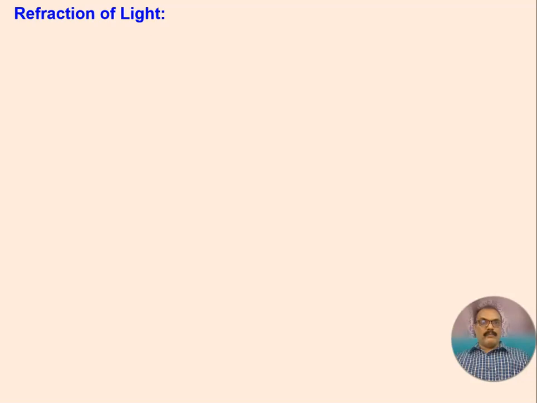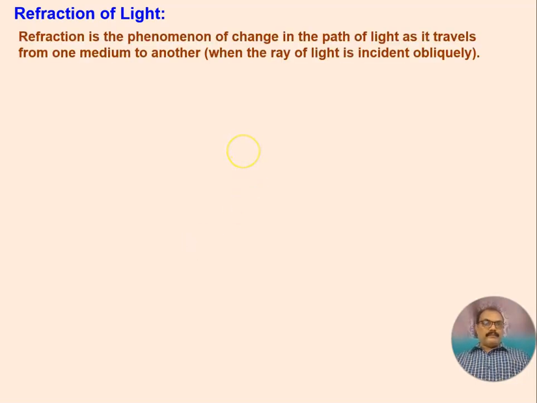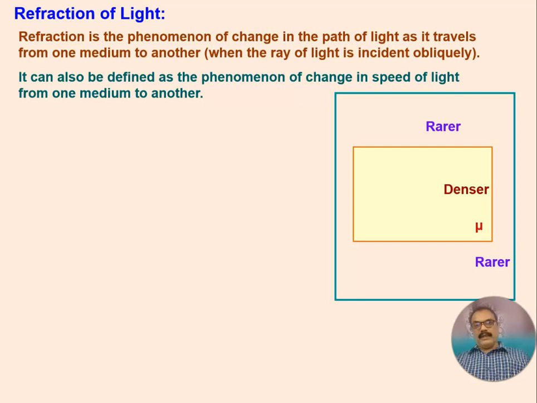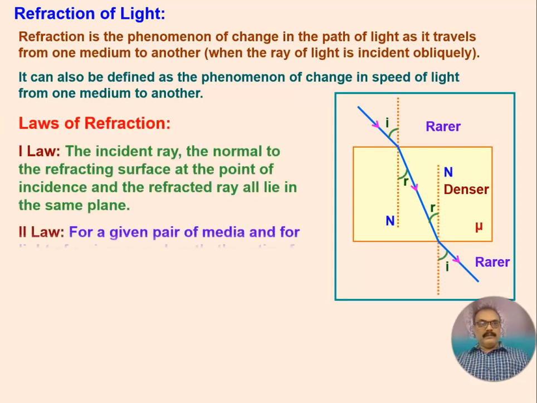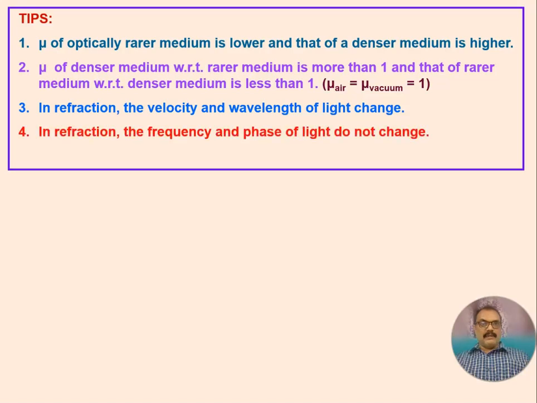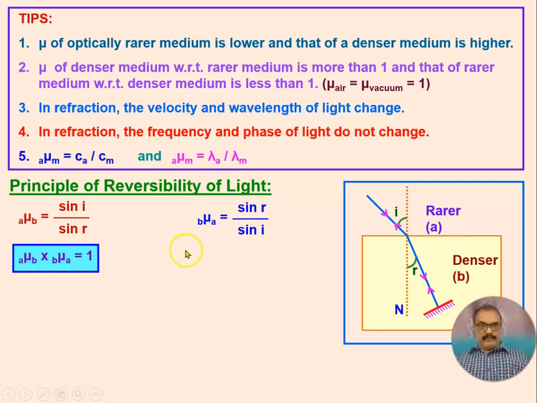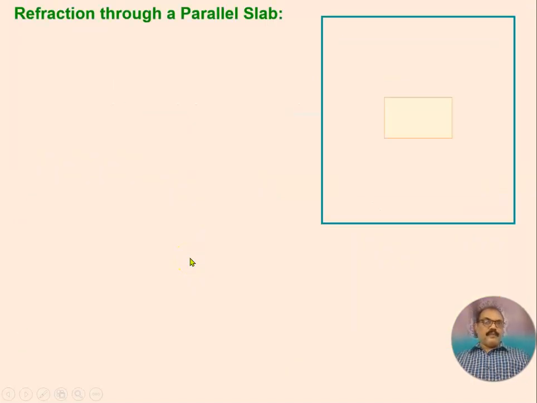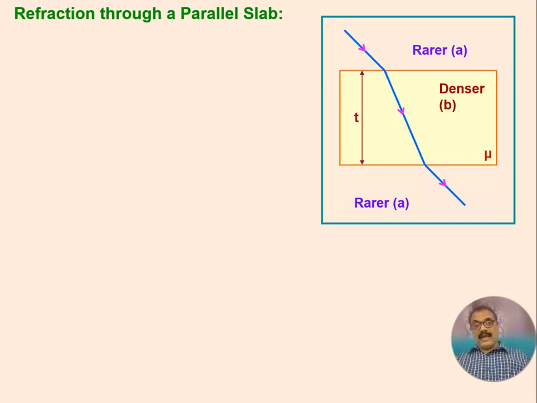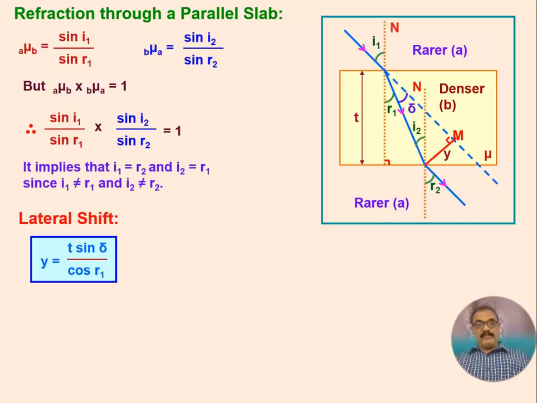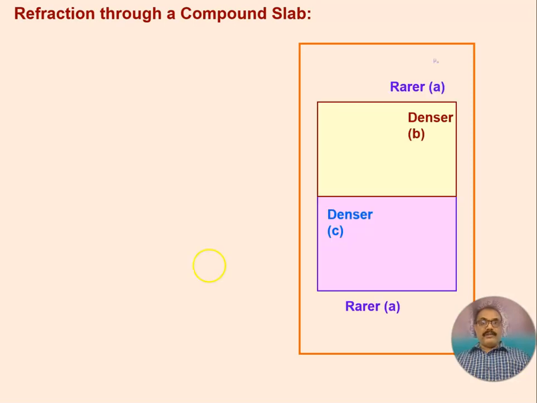This is for basic NEET A level students only. Refraction, I told you the light will go like this, and it will come back. That already completed. Next, laws I told you, Snell's law. These are the 4 points you have to remember. Principle of reversibility, which I explained in the previous one. Then the slab, refraction through slab, and lateral displacement, and then two applications.